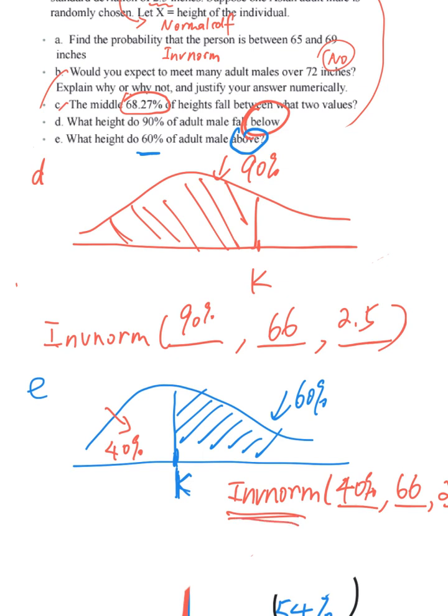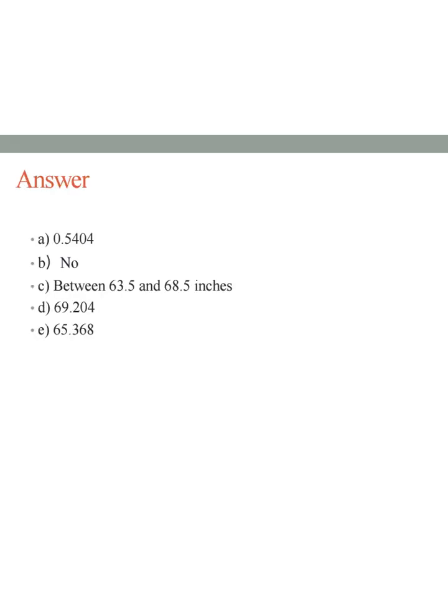Because when we use inverse norm, we need to make sure our first input is the area, or the percentage, to the left of the value we are looking for, right? So we need to transform to 40% and then use inverse norm. After you input everything into the calculator, it will give you the output. You can check your output from the calculator and compare yours with mine.